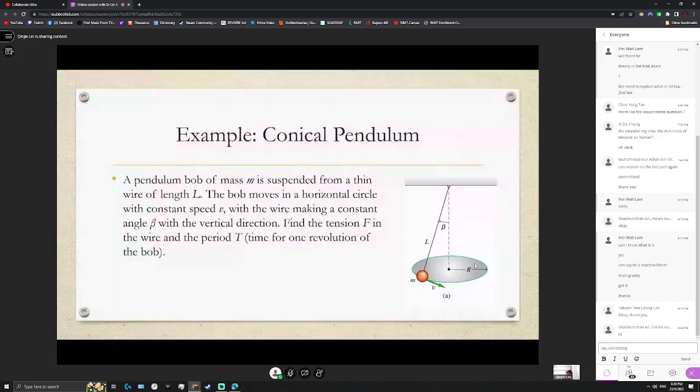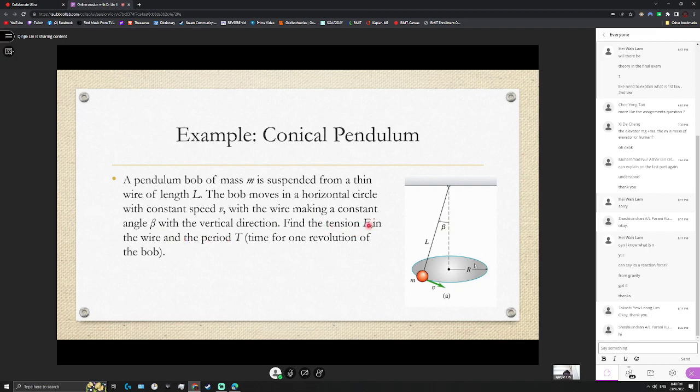Let's look at an example. A pendulum bob of mass m is suspended from a thin wire of length L. The bob moves in a horizontal circle with constant speed v. So this is the illustration. Horizontal circle means gravity is acting downwards, so it's not speeding up the motion. It hangs from a string, then you displace it slightly and move it in circles. So gravity doesn't play any part in trying to speed it up. The wire makes a constant angle beta with the vertical direction. Find the tension F in the wire and the period.